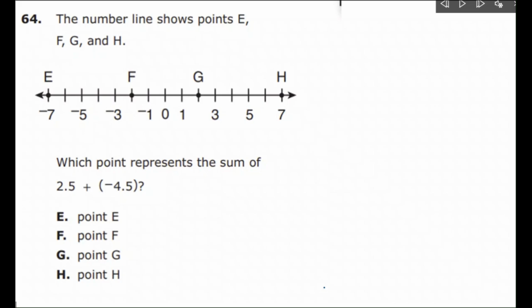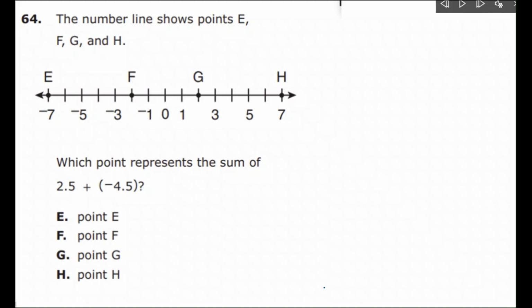The number line shows points E, F, G, and H. Which point represents the sum of 2 and 5/10 plus negative 4 and 5/10? Alright, so we have 2.5 plus negative 4.5. Whenever you see a positive number added to a negative number, you're essentially combining values that are going in opposite directions. But don't worry, it's easier than it sounds.